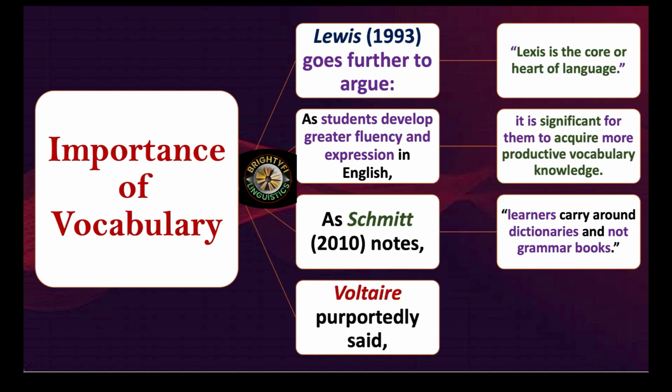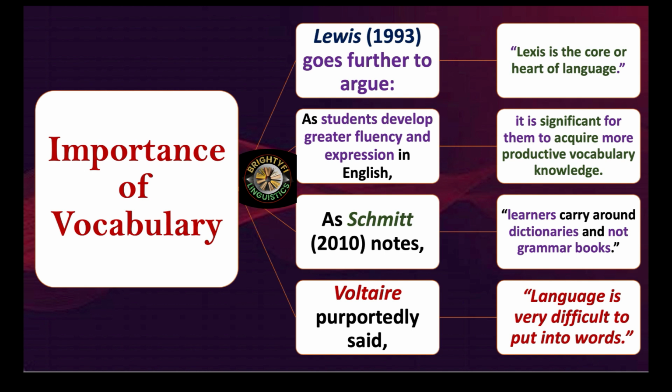We continue our discussion. Voltaire purportedly said language is very difficult to put into words. He says that if you have no command over words, it will be very difficult for you to put ideas into proper order to make your language effective. What is language basically? Language is the art of putting words in a logical and artistic manner. If you know how to arrange your words beautifully, that makes your language more appealing, more soothing, more persuasive.